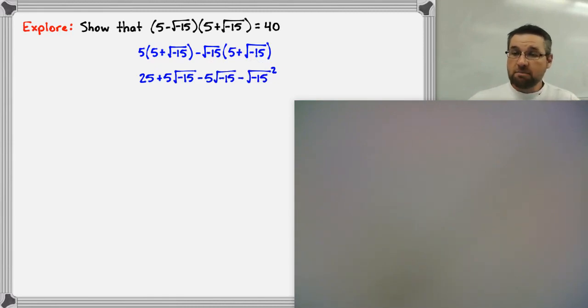Now, if I go to simplify this, there's a couple things that simplify. First thing I notice is that I've got a positive 5 radical negative 15 and a negative 5 radical negative 15. Those are like terms because they have the same radicals. One's positive 5, one's negative 5, so how many do I have? Well, I don't have any. So those are going to cancel out. So I end up with 25 plus, and all this is gone, right? Now here, where did I get the minus negative 15? Well, the radical and the square cancel each other out.